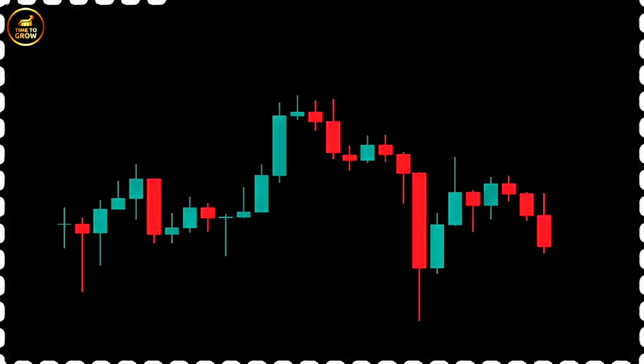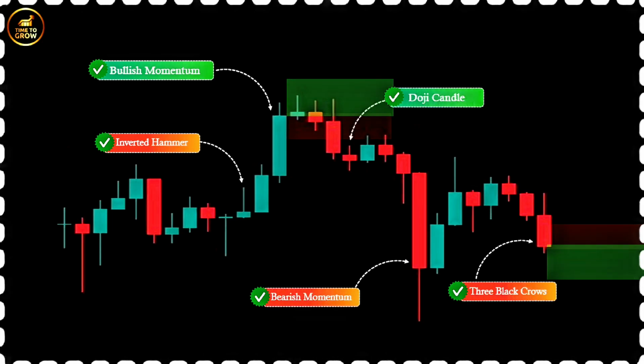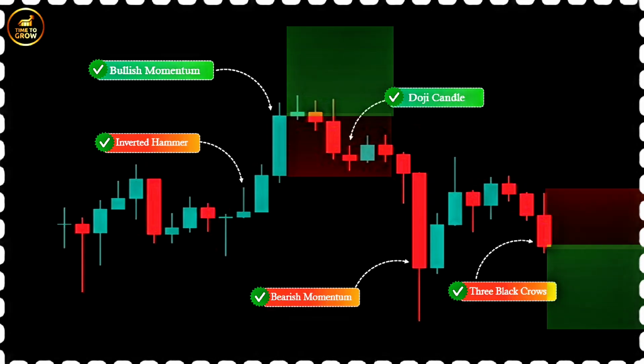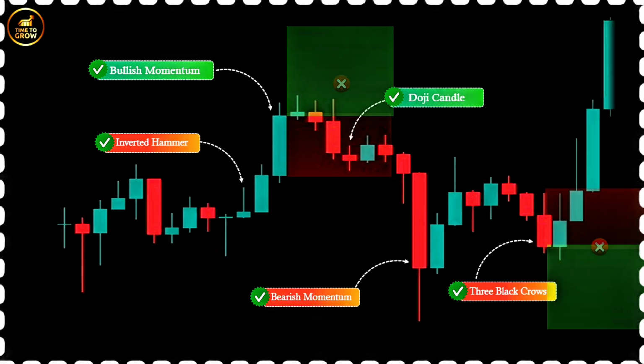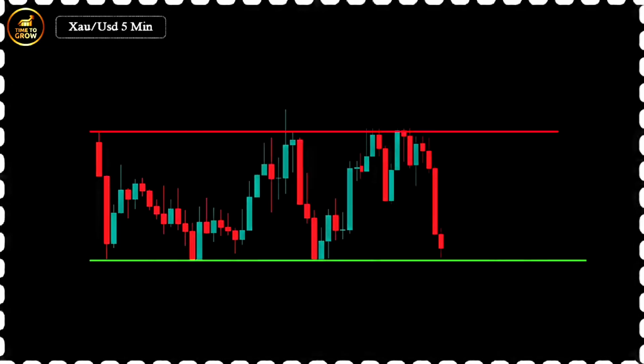Most traders watching this video already know about candlestick patterns, and they even take trades based on them. But the problem is, their entries fail most of the time. For example, look at this chart on xauusd.